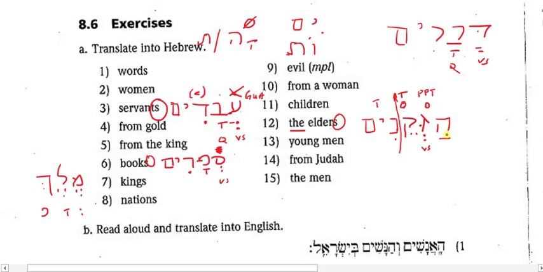Yep. Number 14. Okay. So we have from Judah. What do we have to do first? Well, you got to find Judah, right? You have to go back to your vocab, write it down exactly the way you see it. Yehuda. Tell me about the Shavah here under the Yod. It is vocal. Excellent. And we're going to write the word from.